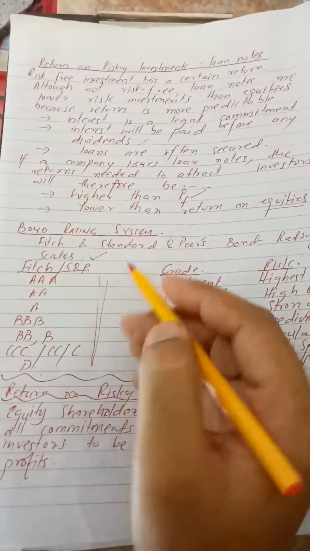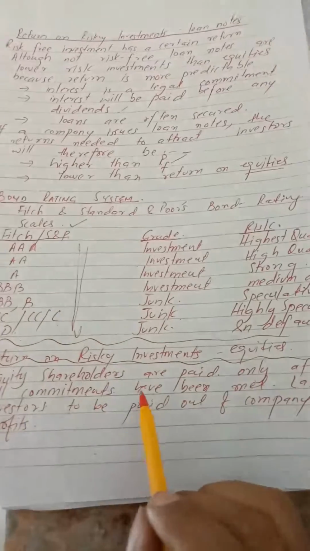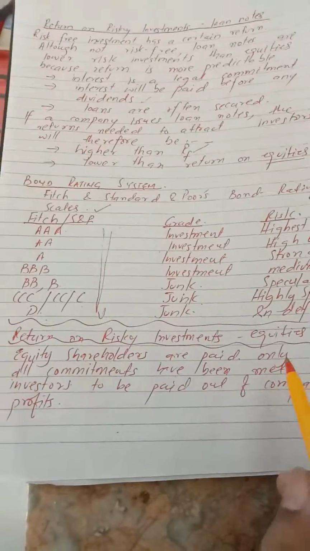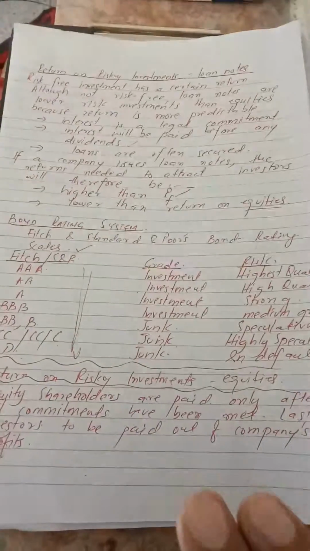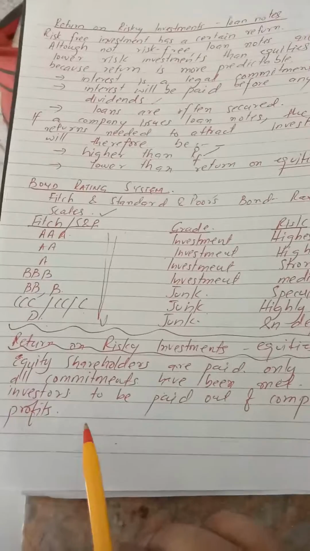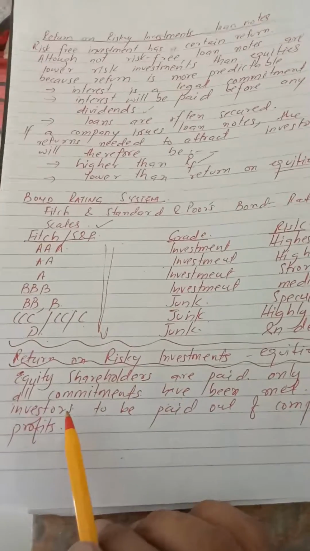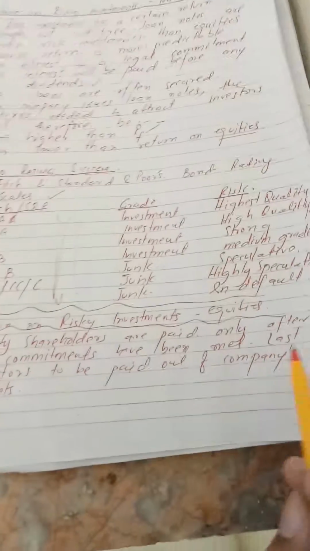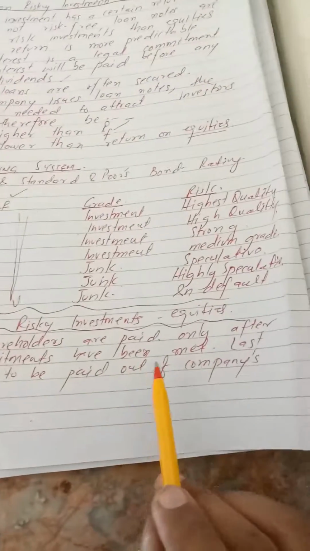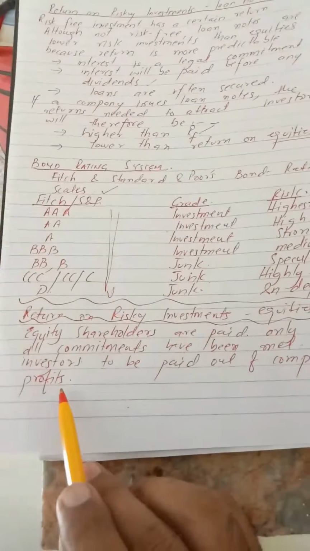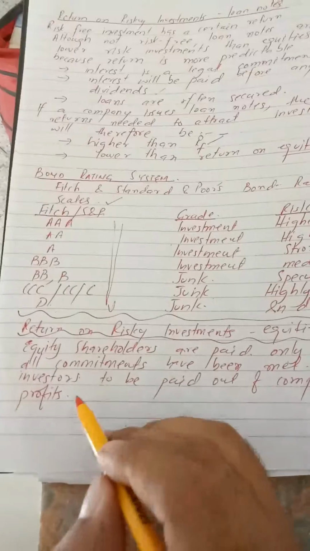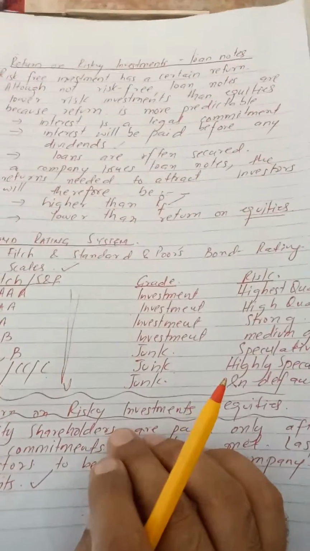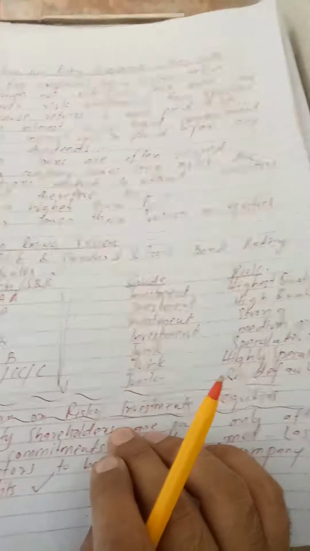Okay, this is how you're going to say it. Return on risky investments: equity. Obviously, I have discussed that equities are more risky as compared to the loan notes because of the unpredictable nature of return. Equity shareholders are paid only after all the commitments have been paid, that's for sure. So equity holders are the last investment to be paid out of the company's profit.